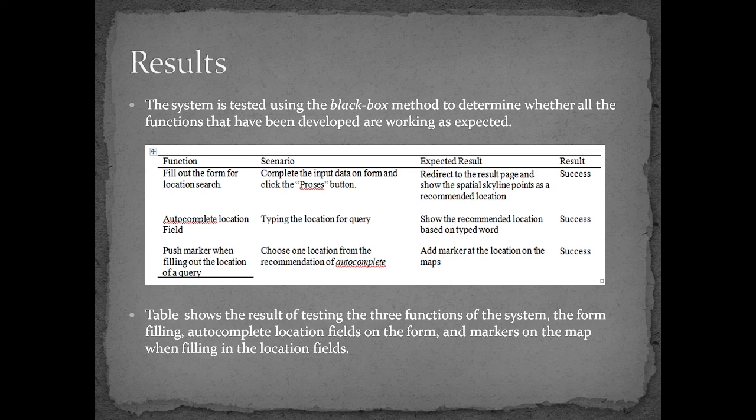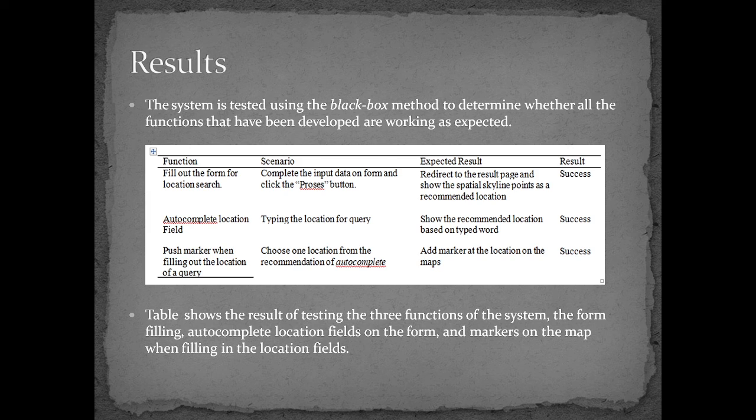Function 2, autocomplete location field. The scenario is typing the location for the query. Expected result: show the recommended location based on the typed word. The result was successful. The third function, push marker when filling out the location of a query. Choose the location from the recommendation of autocomplete. Then the expected result is to add a marker at the location on the map.